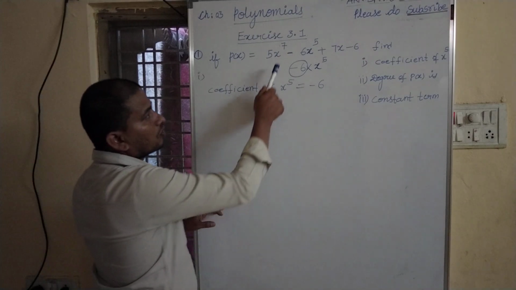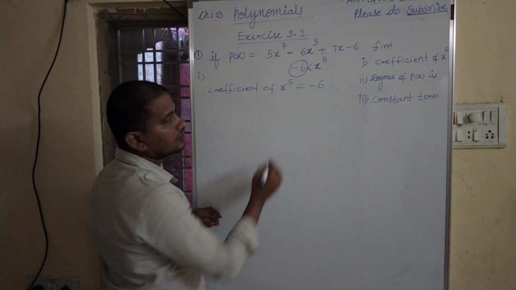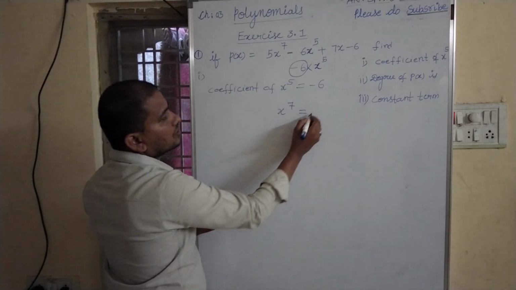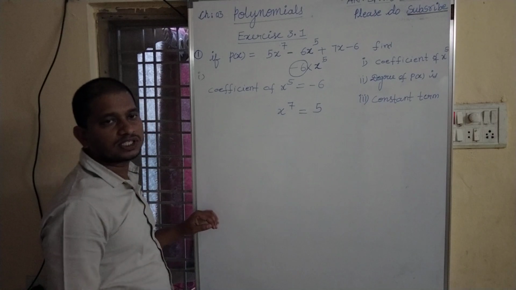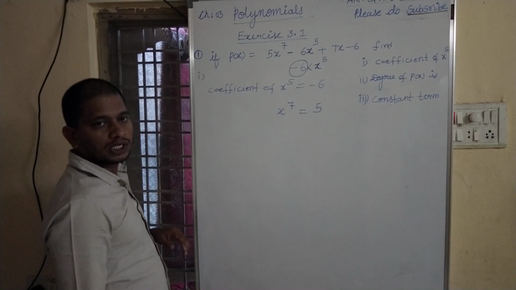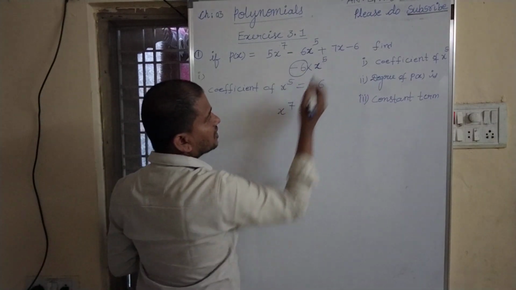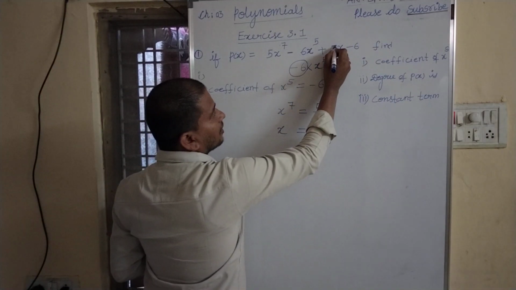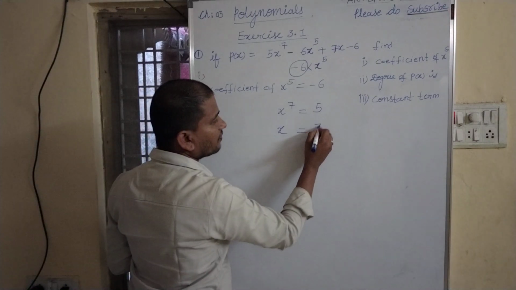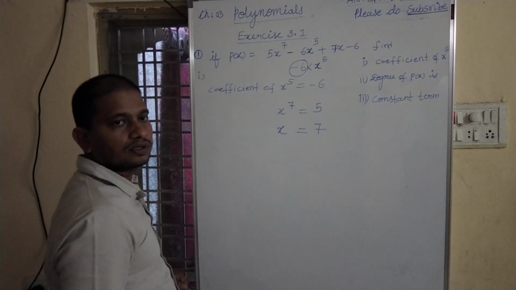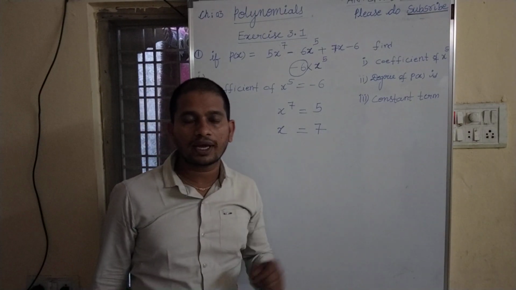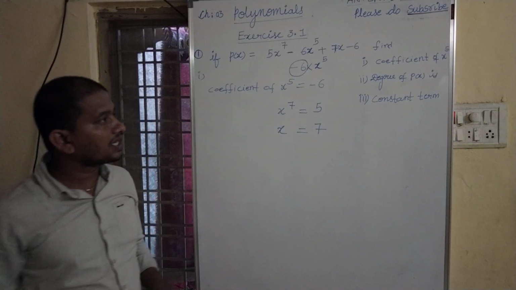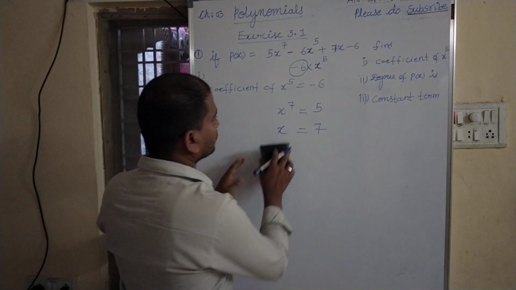If they ask what is the coefficient of x to the power 7, it is multiplied by 5, so the coefficient of x to the power 7 is 5. If they ask what is the coefficient of x, which is multiplied by 7, so the coefficient of x is 7. Got it? Understood how to find the coefficient as we have discussed in 9th standard. Okay? And the second one is the degree of p of x.